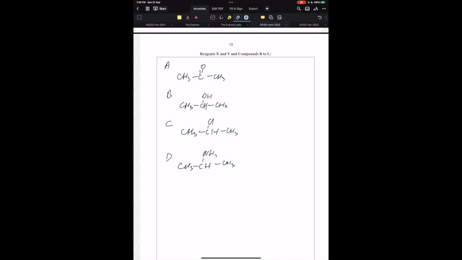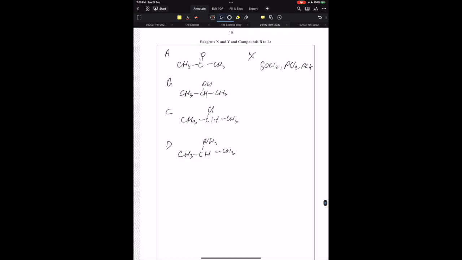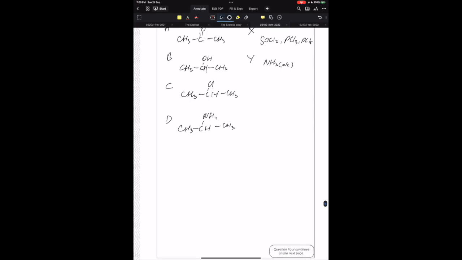So X is either SOCl2, or PCl3, or PCl5. When you're actually sitting the examination, you only need to list one. So Y is alcoholic NH3. And knowing these is just a matter of memorization. Alright, now we move on to compound E.